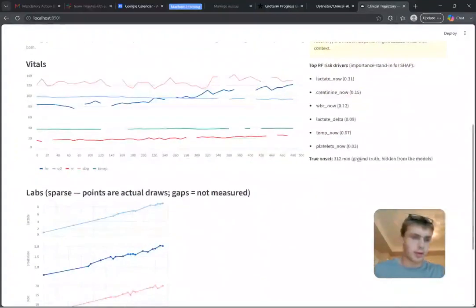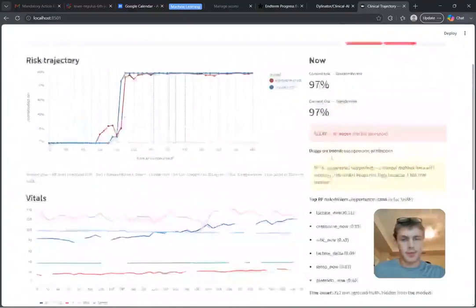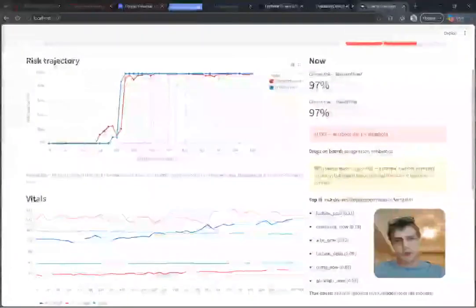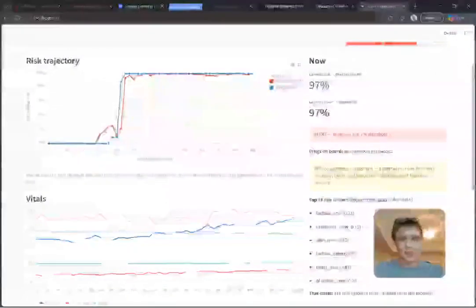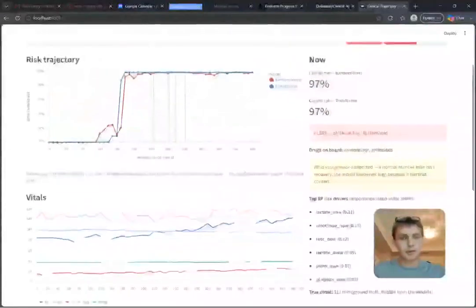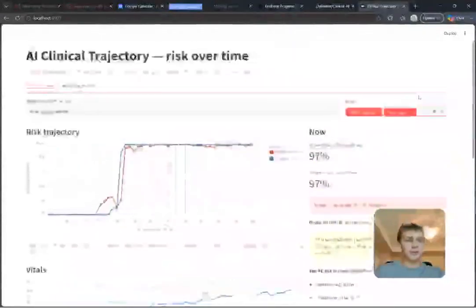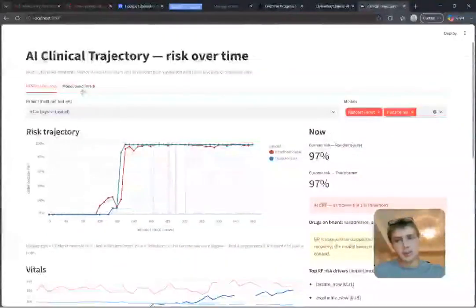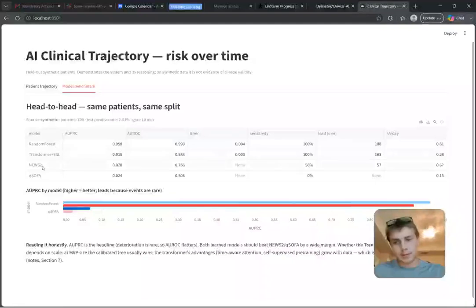And so the goal here is to get the AI to predict that a person has sepsis and notify the doctor before this point. And so as you can see right here, it's done that very well. It did that 160 minutes before the true onset, which is around 2.5 hours before. So that's lots of time.